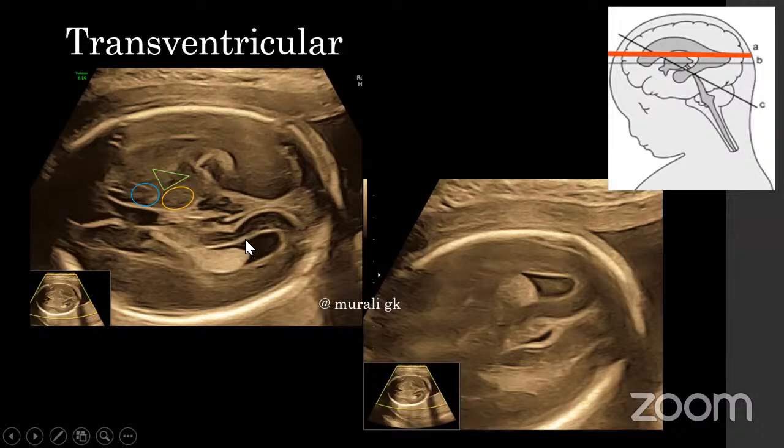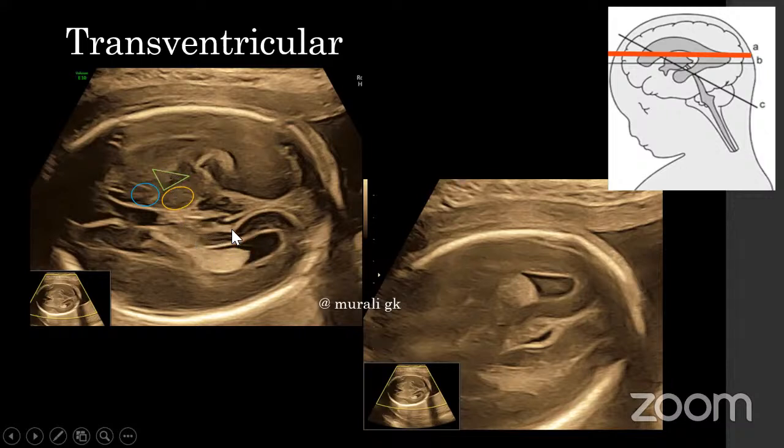So I am appreciating the far lateral ventricle, the choroid plexus. Then I am seeing the parieto-occipital fissure. Just lateral to the cavum septum pellucidum, I am seeing the frontal horn of the lateral ventricle. Just posterior to that, the blue circle is your caudate nucleus. Then you have the thalamus. Then you have the lentiform nucleus.